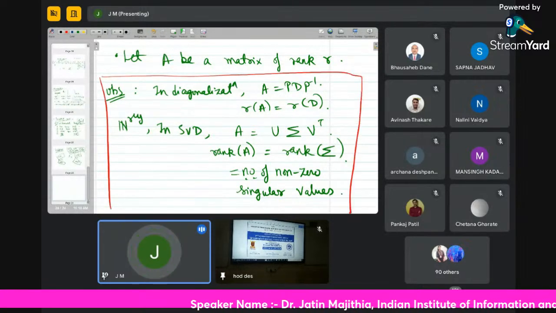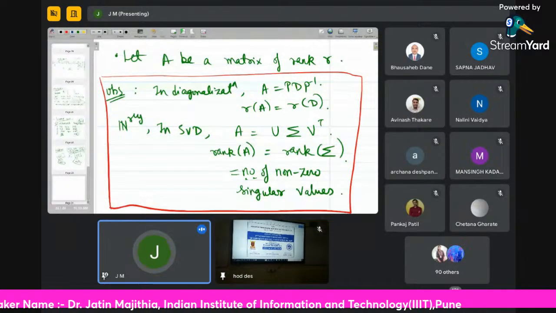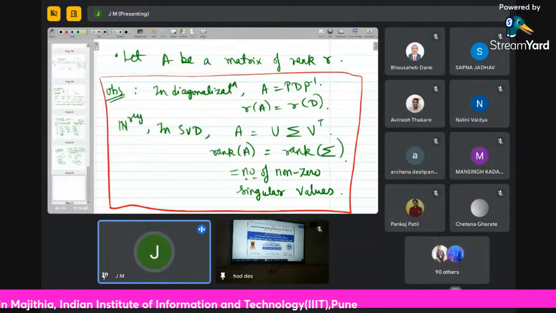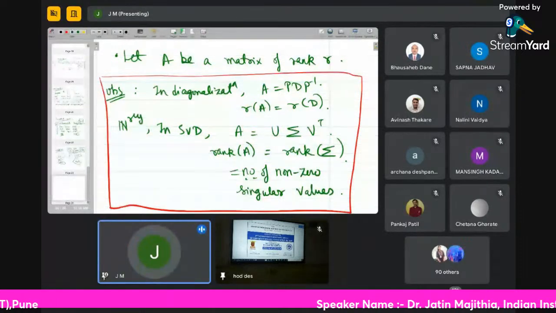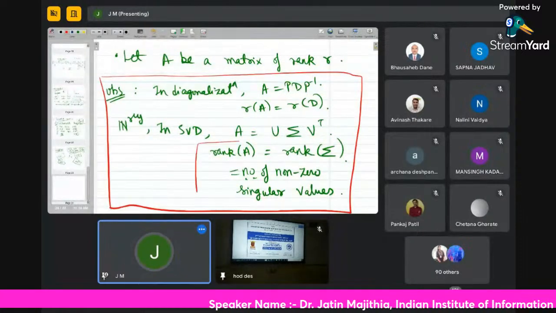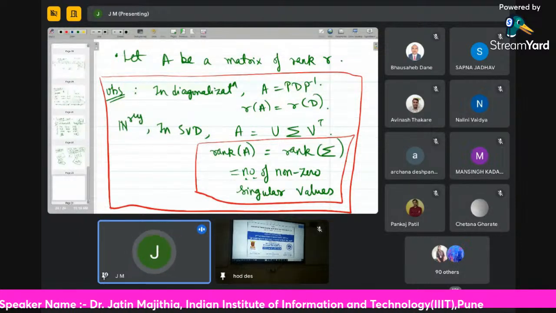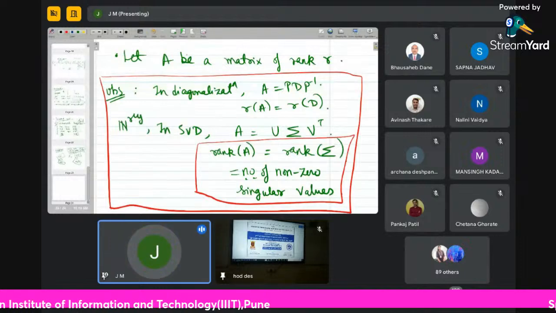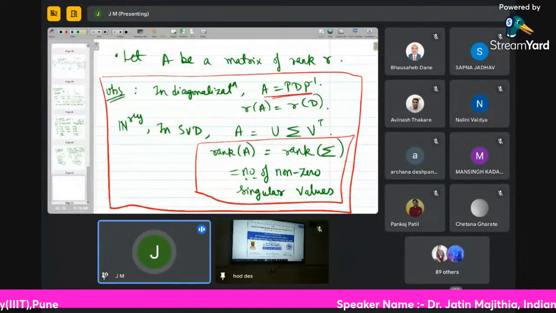Similarly, we want to find the rank of a matrix many times. Going by row operations might take a lot of time. You simply look at the number of non-zero singular values, and that will be the rank of the matrix. So this is the same as in diagonalization. If I take the determinant of A, it is the product of eigenvalues. Similarly, I can do the same thing in SVD.